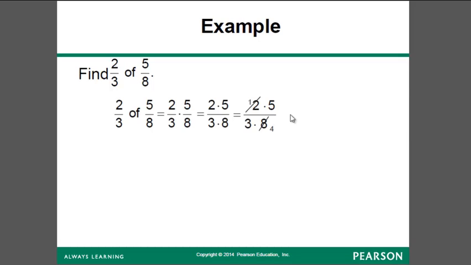Now I have 1 times 5 and 3 times 4, leaving me with 5/12. And this is the solution to 2/3 of 5/8 in its simplified form.